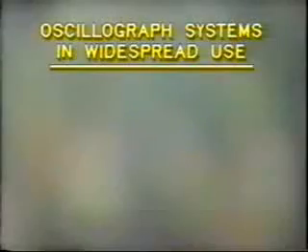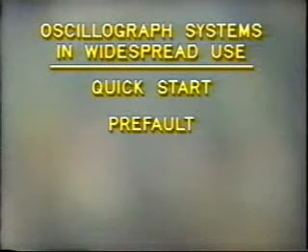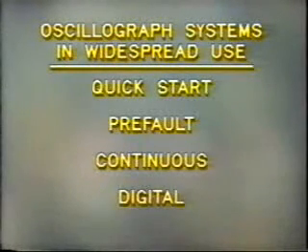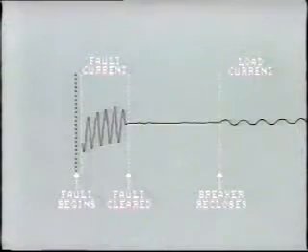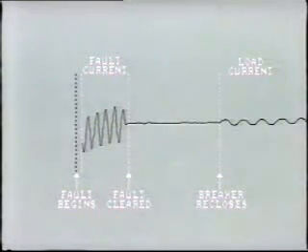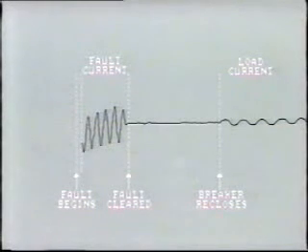Now, let's take a closer look at the oscillograph machine. There are 4 oscillograph systems in widespread use on the power system today. These are referred to as quick start, pre-fault, continuous, and digital. The quick start oscillograph is the simplest type and uses a high-speed recorder. As soon as a fault is sensed by a protective relay or other sensor, the machine starts and the paper begins to move after 3 or 4 milliseconds.